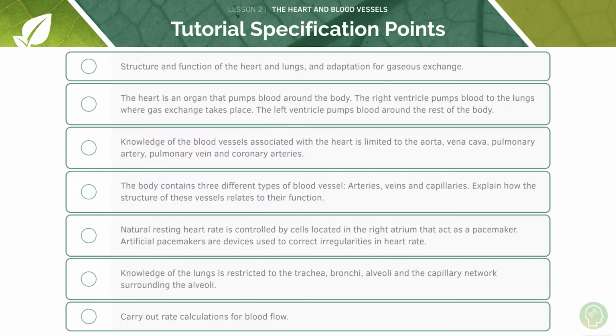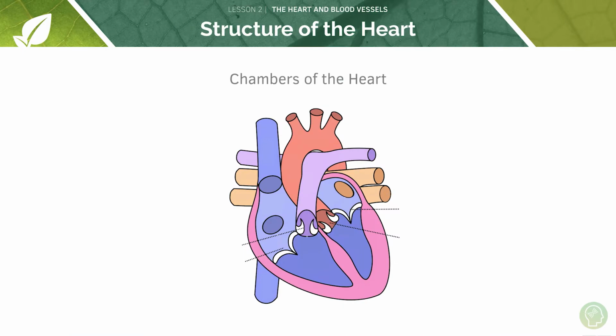So let's start off with looking at the structure and function of the heart. The heart has 4 chambers, and blood is pumped between the following 4 chambers. We have the right atrium and left atrium, and right ventricle and left ventricle.